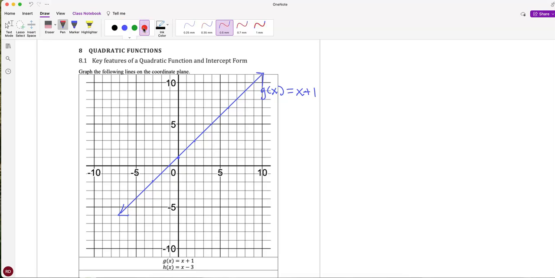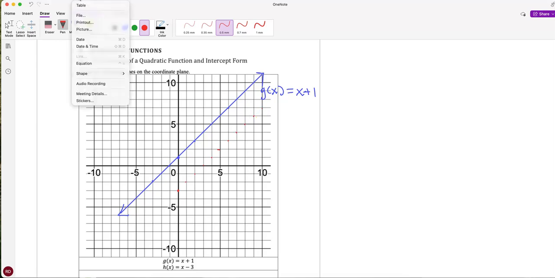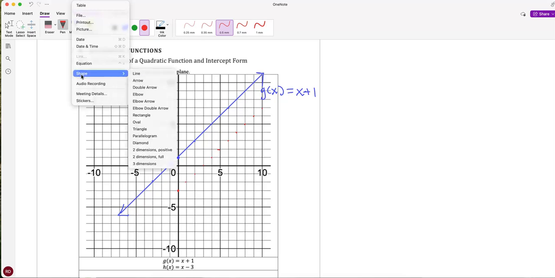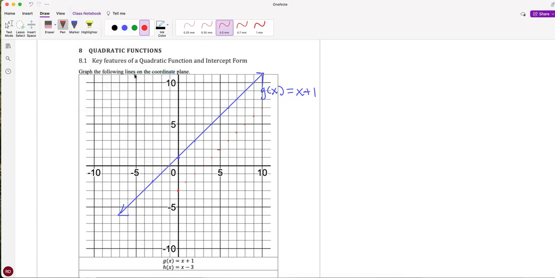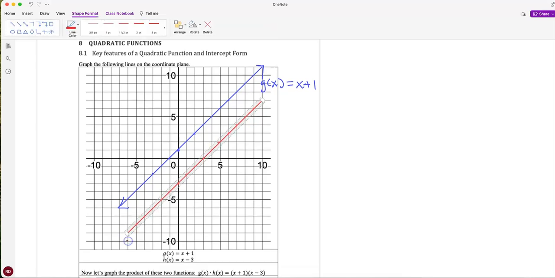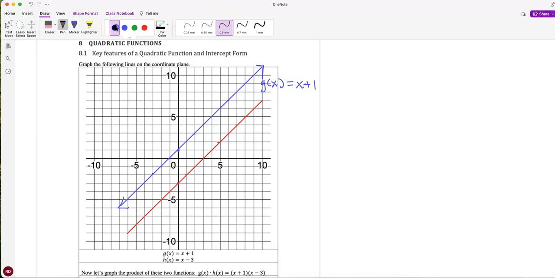So x minus 3 has a y-intercept here and the same slope. So if I draw that line, something like that. So this is h of x equals x minus 3.